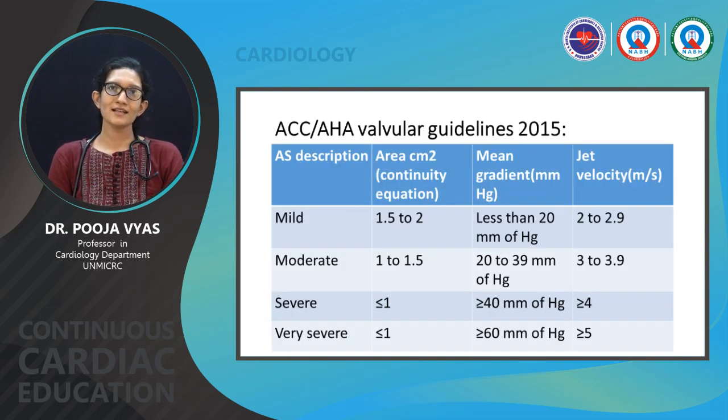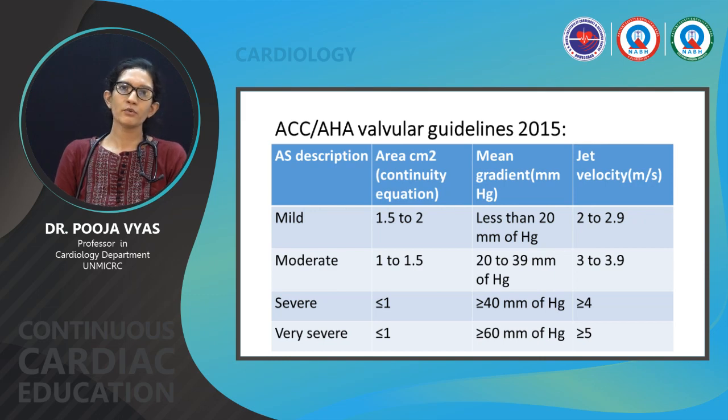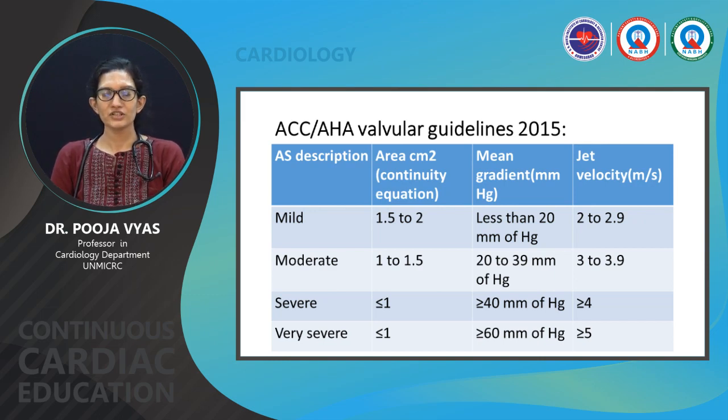According to ACC-AHA guidelines, we will say aortic stenosis is mild when by continuity equation aortic valve area is between 1.5 to 2 centimeter square and mean gradient across the valve is less than 20 millimeter of mercury and velocity is between 2 to 2.9 meter per second. Moderate aortic stenosis when aortic valve area by continuity equation is between 1 to 1.5 centimeter square, mean pressure gradient is between 20 to 39 millimeter of mercury and jet velocity is between 3 to 3.9 meter per second.